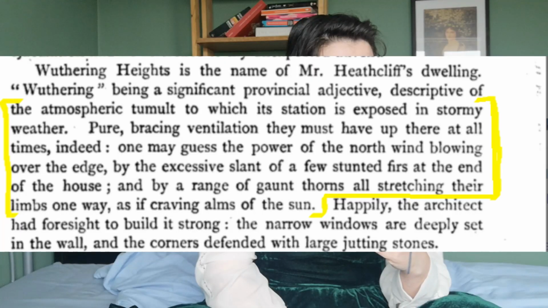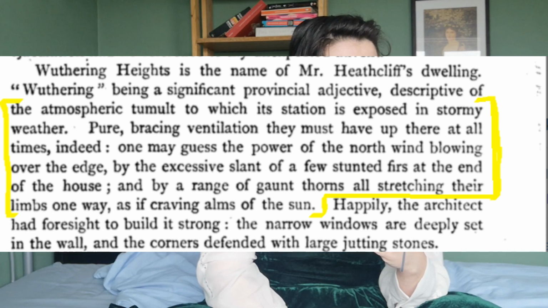And we are told in the narrative the place is named for the atmospheric tumult to which the station is exposed in stormy weather. "Pure, bracing ventilation they must have up there at all times indeed. One may guess the power of the north wind blowing over the edge by the excessive slant of a few stunted firs at the end of the house, and by a range of gaunt thorns all stretching their limbs one way, as if craving the arms of the sun." This small detail, the name of the novel and its setting, places us in the wild north and shows us that we can expect a wuthering, a wild tempest of a novel.